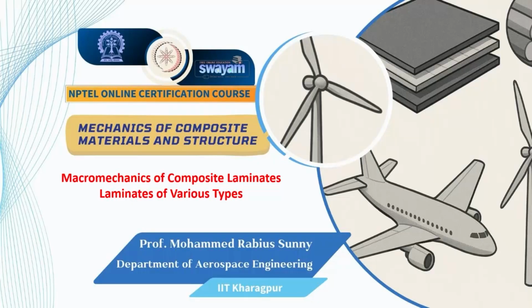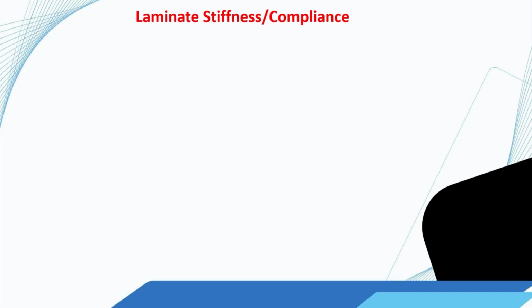Welcome to the second lecture of week 5. In the last lecture, we have seen different types of laminates and we have seen how we denote their sequence through proper notation. Now we will go to the actual mechanics of laminates. So, we will start our discussion with laminate thickness and compliance.